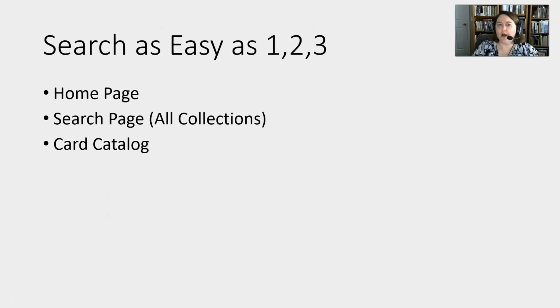So let's talk a little bit about searching. Now that you have a sense of what Ancestry has and where they got it from, let's talk about searching. We're going to concentrate on the search page, which is found by going to the black toolbar at the top, clicking on search, then all collections, and then the card catalog. Okay, so that's what we're going to concentrate on.